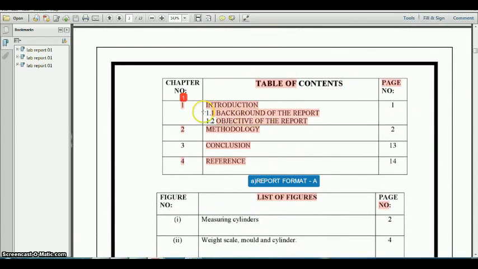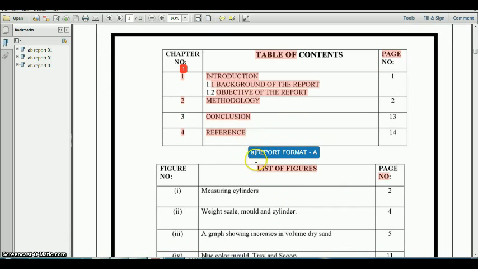Type the table of contents; you can write what chapters and what the contents of this are. If you can elaborate this more: Methodology 2.1, 2.2, 2.3, conclusion 3.1, 3.2, 3.3. You can elaborate like this.